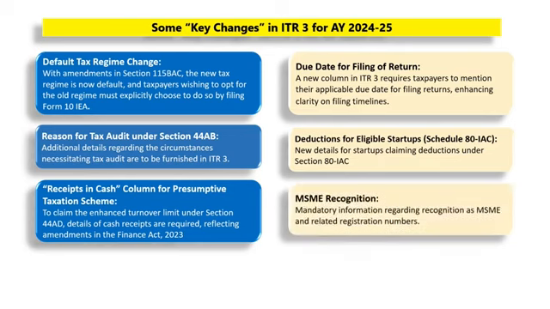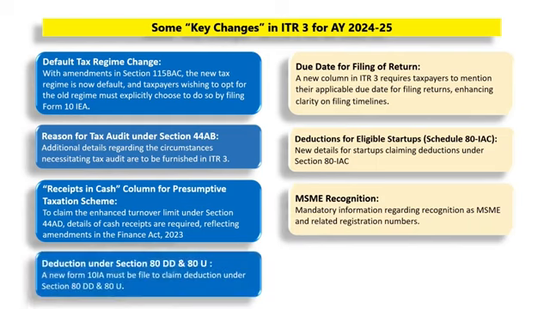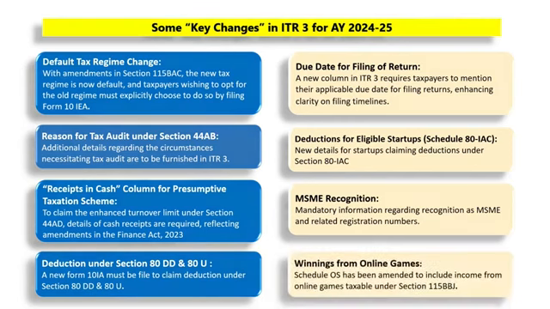Mandatory information regarding recognition as MSME and related registration number is now required to be provided in Form ITR 3. Taxpayers filing their ITR in the old tax regime and claiming deduction under Section 80DD and Section 80U are now required to file a new Form 10-IA to claim the deduction. Schedule Other Sources has also been amended to include income from online gaming taxable under Section 115BBJ.